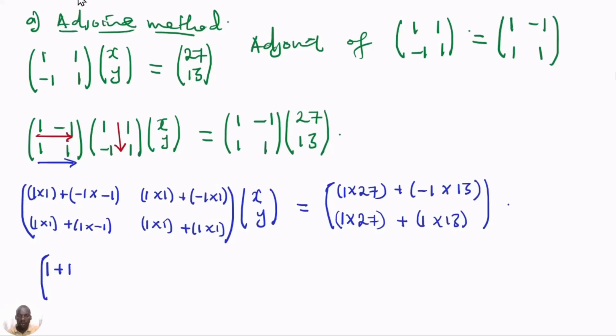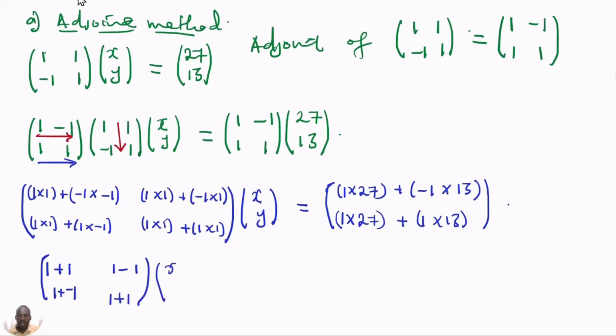Then 1 multiplied by 1 is 1. Then plus negative 1 multiplied by 1, we are getting negative 1. Then 1 multiplied by 1 is 1. Then plus 1 multiplied by negative 1 is negative 1. Likewise here, 1 multiplied by 1 is 1. Then plus 1 multiplied by 1 is 1.